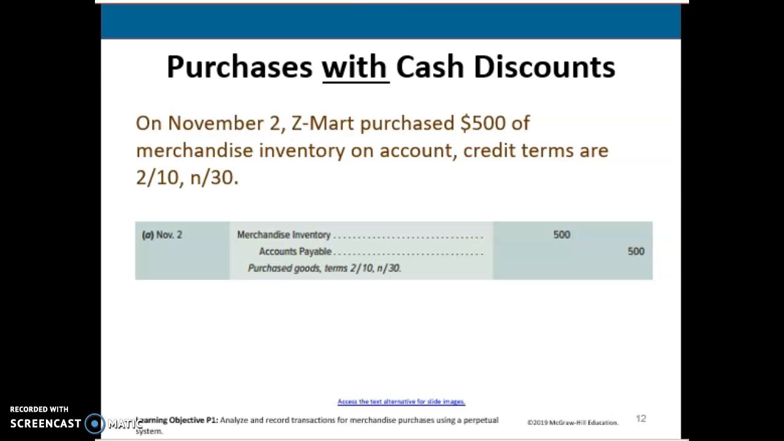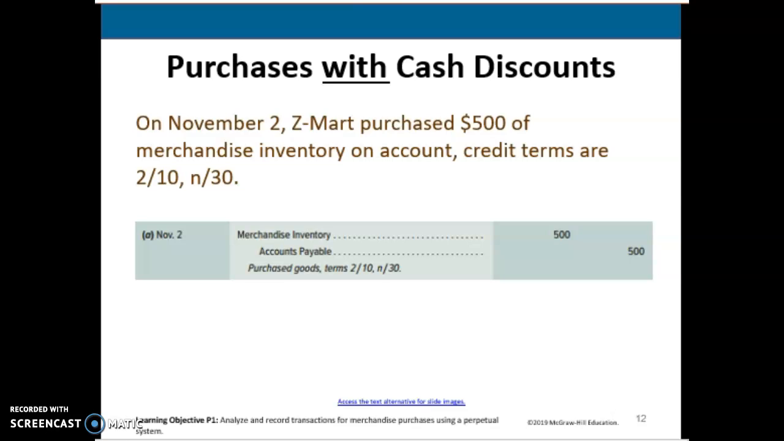So this one shows Z-Mart purchased $500 of merchandise inventory on account, and it says credit terms are 2/10 net 30. So 2/10 net 30 means that we get a 2% discount if we pay within 10 days. If not, that's okay. The terms are set for a total of net 30 days, which means you have 30 days to pay it. But if you pay it within 10 days, then you get a 2% discount.